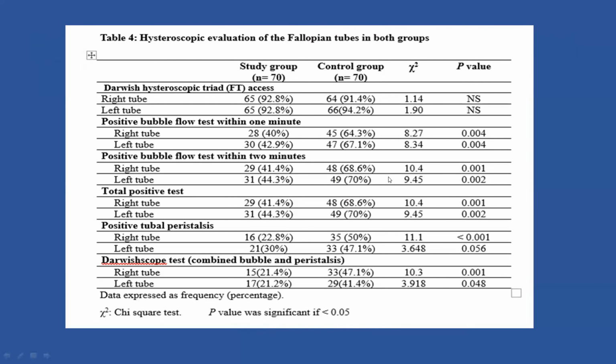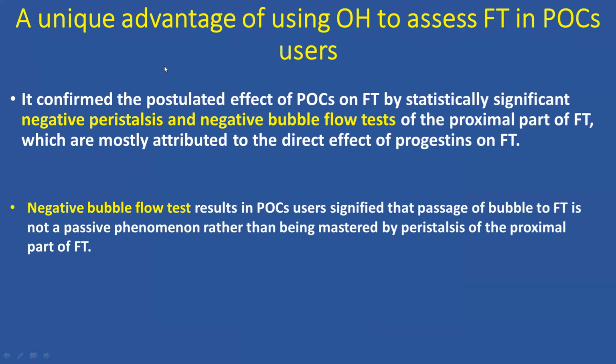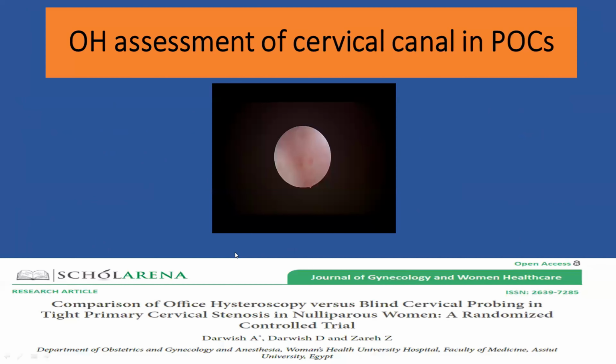Actually, we made a study on the cases with progestogen-only contraceptives and found that peristalsis and bubble tests and combination, which is Darwishoscope test, all of these are affected in the study group of progestogen-only contraceptives. So the unique advantage of using hysteroscopy to assess fallopian tube in progestogen-only contraceptives is that it can detect the anatomic function and physiologic function of the fallopian tube, and both are affected by progestogens with negative bubble flow test, signifying that the tubal passage of bubbles is not a passive phenomenon, rather it is mastered by peristalsis, which is controlled by the hormones.